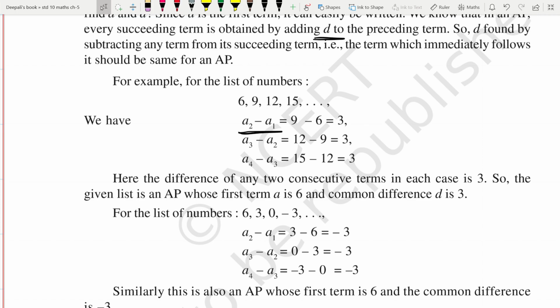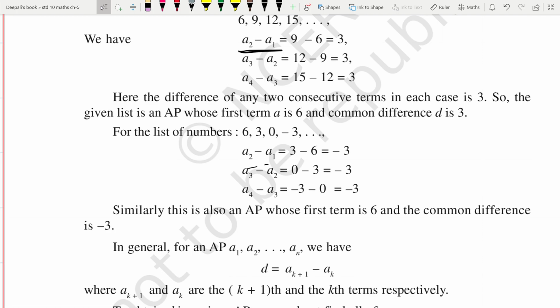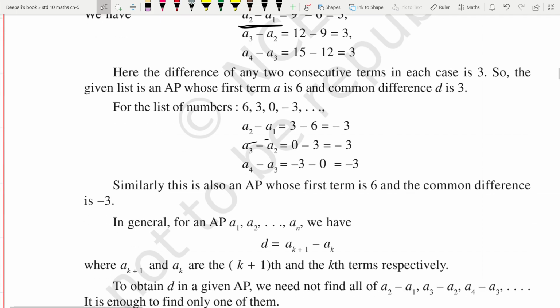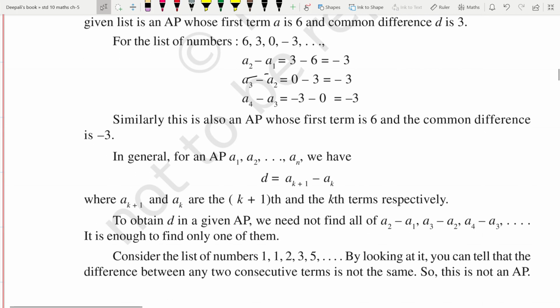For the list of numbers 6, 3, 0 and minus 3, A2 minus A1 is equal to 3 minus 6, which is minus 3. A3 minus A2 is equal to 0 minus 3, which is minus 3, and A4 minus A3 is equal to minus 3 minus 0, which is minus 3. Similarly, it is also an AP whose first term is 6 and the common difference is minus 3.